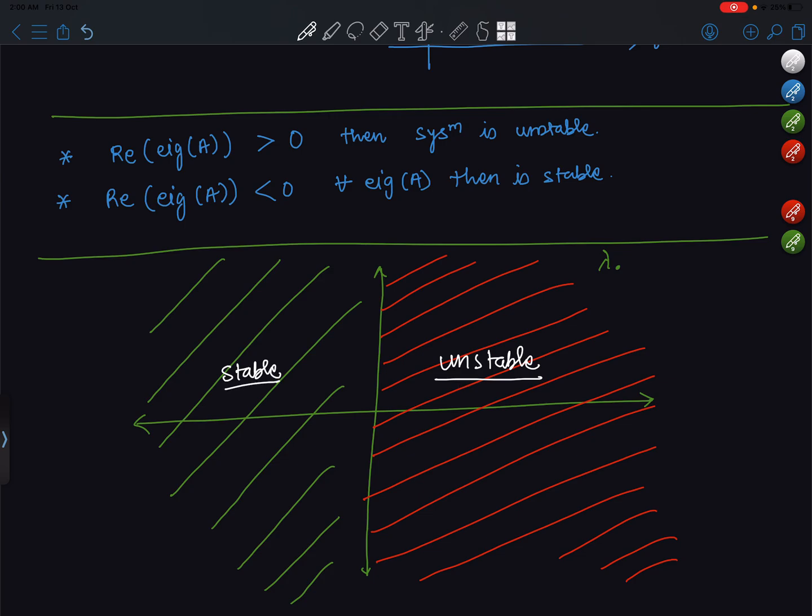So in general, it can happen that for a system, some eigenvalues are lying on the left and some are lying on the right. So what we do with control is we try to bring these eigenvalues from the right half plane to the left half plane using Bu. This is what the control of the system means.